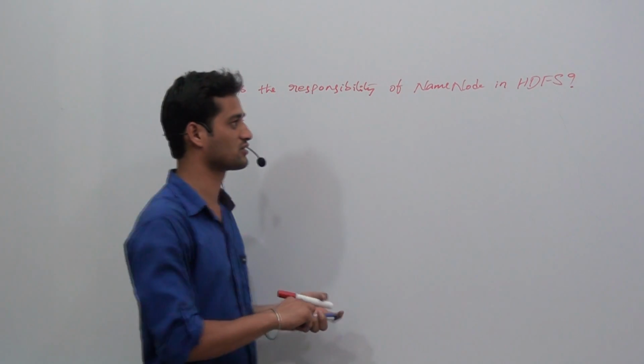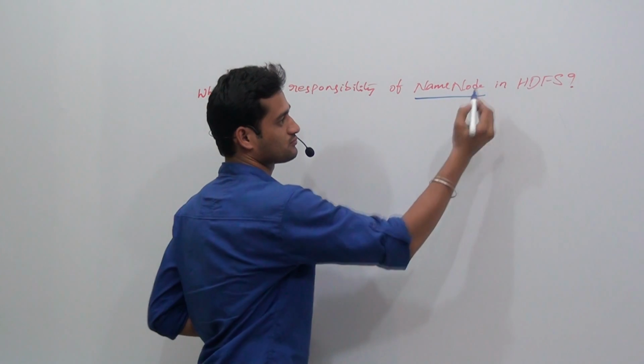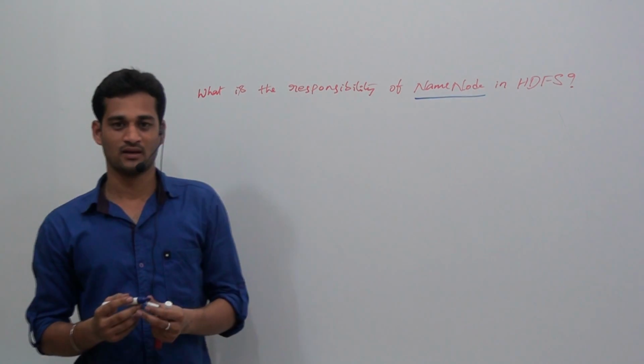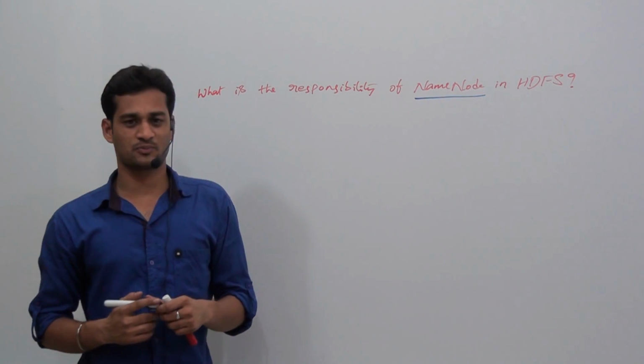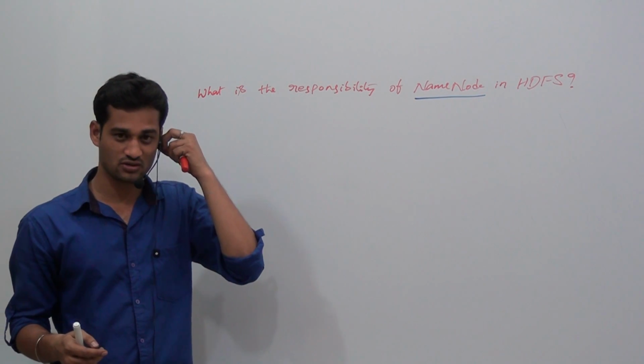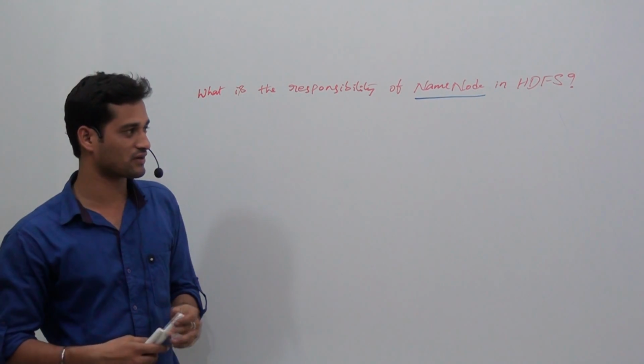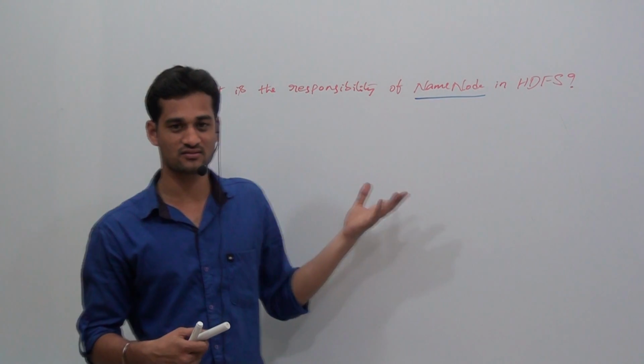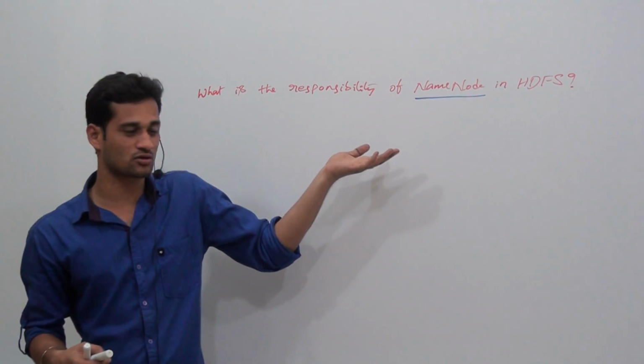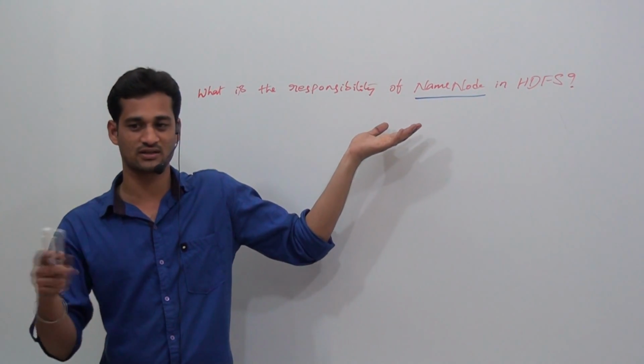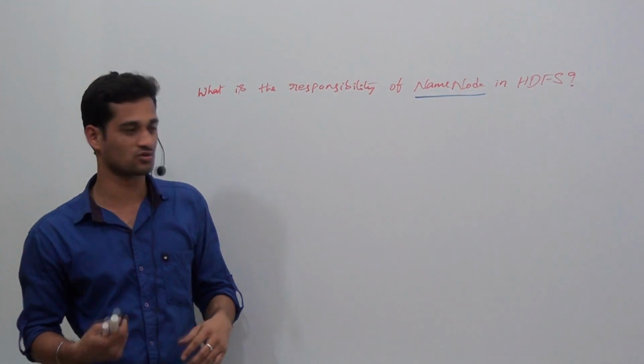What is the name node's responsibility? That we will see now. So basically, the name node's responsibility is creating metadata for your blocks which we are storing in different data nodes. Generally, when a client sends a request, your name node only knows which data nodes have free space to store their data.